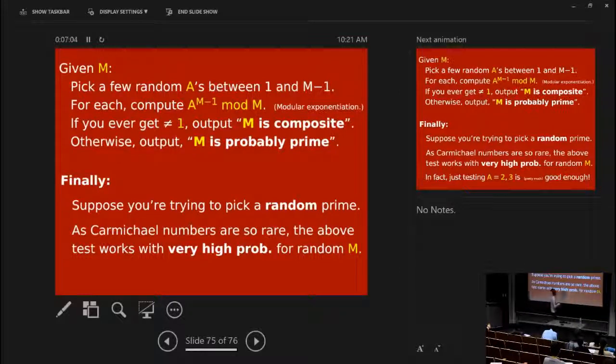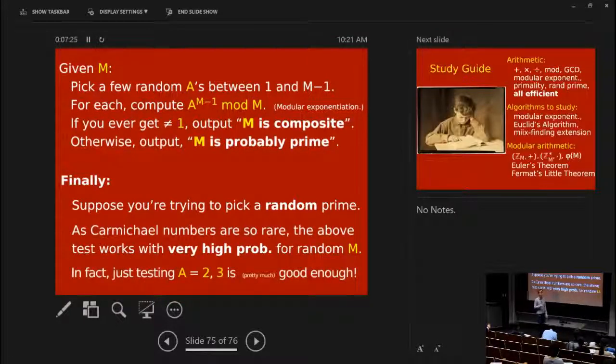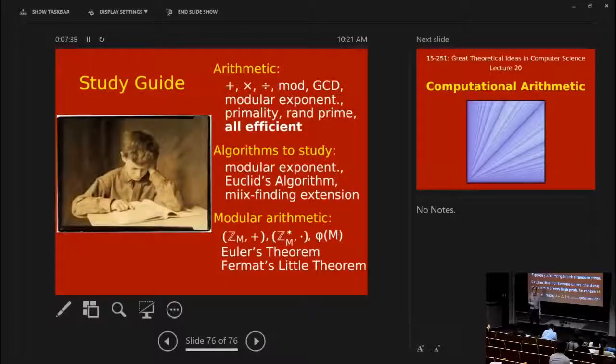But these Carmichael numbers you can prove are extremely rare. So when you pick a random number, you can prove that it's very, very unlikely to be a Carmichael number. And so you can also prove that this test works with high probability if m itself is random. So this simple thing works very well if you want to get a random prime number. In fact, you'll get the right answer with high probability, even if you just test a being like 2 and 3. So this is a very efficient algorithm for generating a random prime number, more or less, that works with high probability. Okay, see you next time.